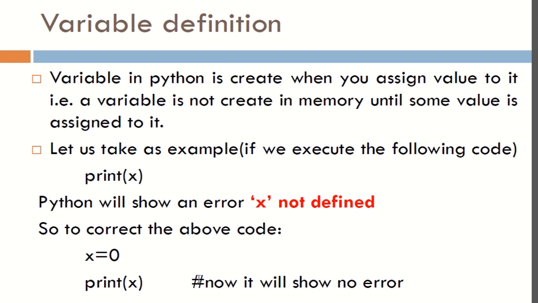Now variable definition. A variable in Python is created when you assign a value to it. That is, a variable is not created in memory until some value is assigned to it. Let us have an example, like print x. You haven't given any value to x, so what will be printed? There will be an error saying x is not defined, because you haven't given any definition before it. So how could x be printed? It won't print. To correct the above code, we have to give some value to it, like x equal to 0. So print x. Now it will show no error and it will print 0.